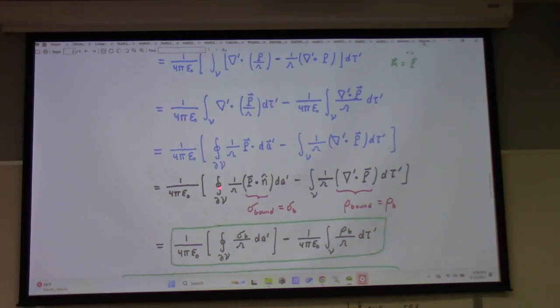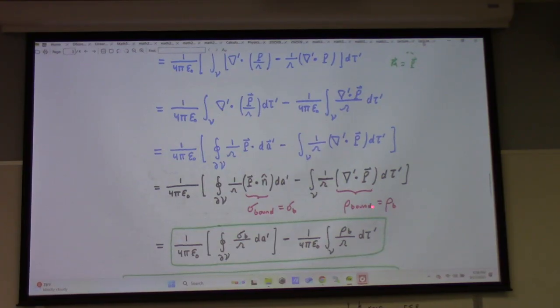But anyway, if you look at it, we've got 1 over 4 pi epsilon naught, this business minus that business, and well, this is effectively a surface charge, which we're going to call the bound charge, sigma b. And this is like a volume charge. We're going to call this the bound charge, rho b.